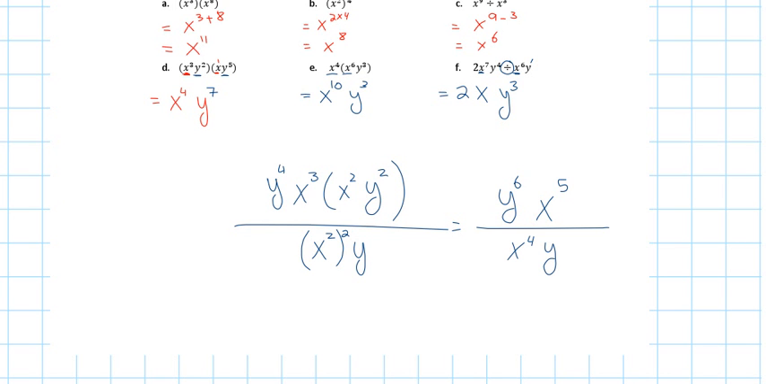Okay, so then y has an invisible 1. So if you're doing division, it's 6 minus 1. So that's going to be y to the power of 5. And then x. Done. It's done.